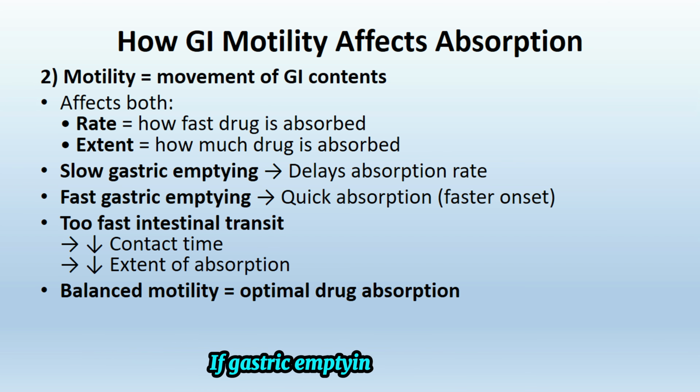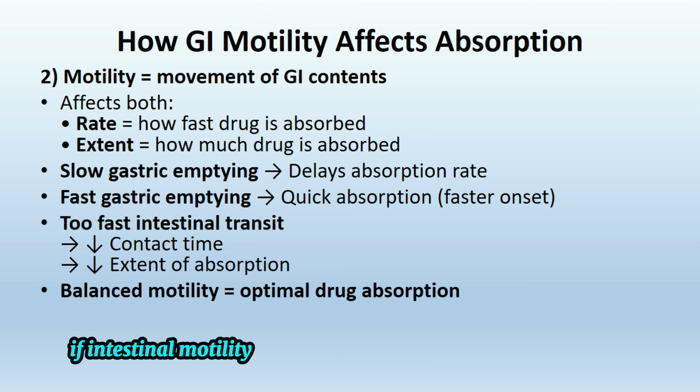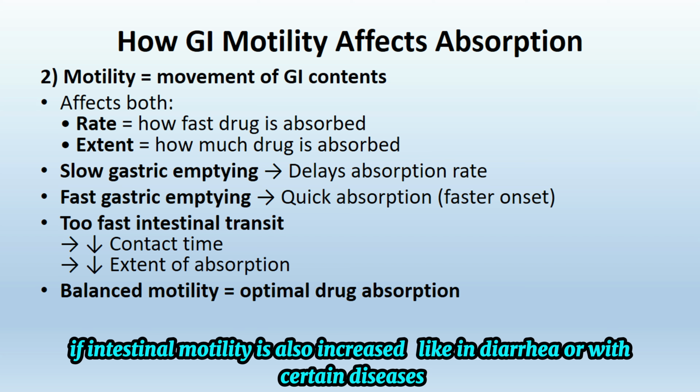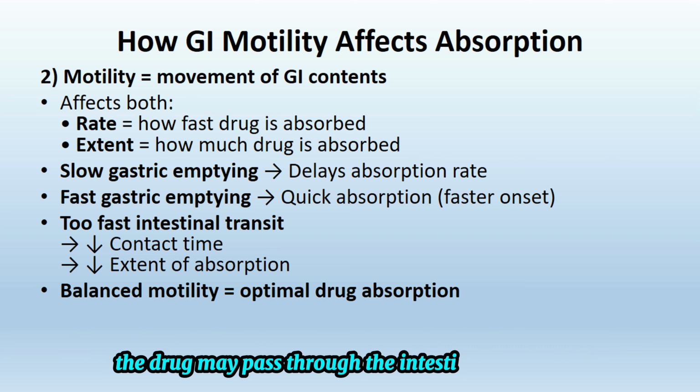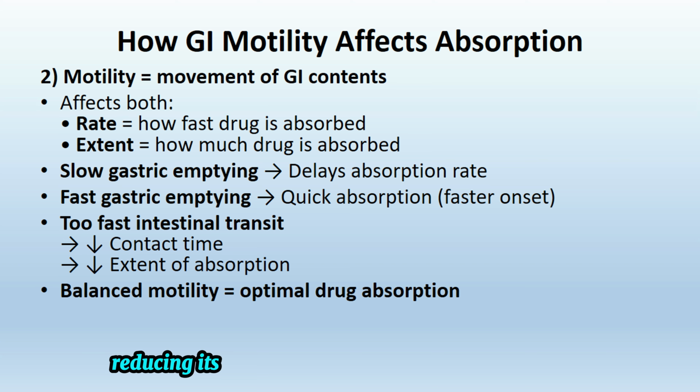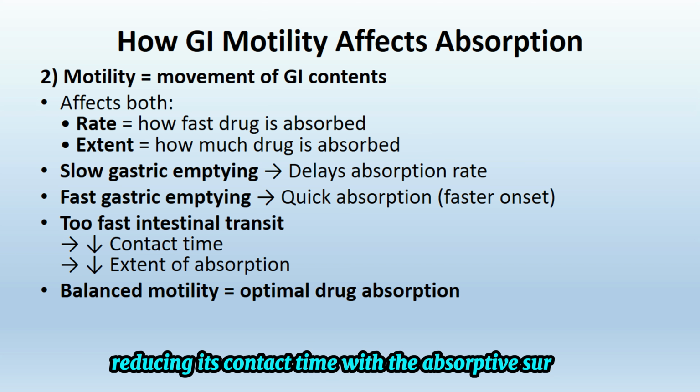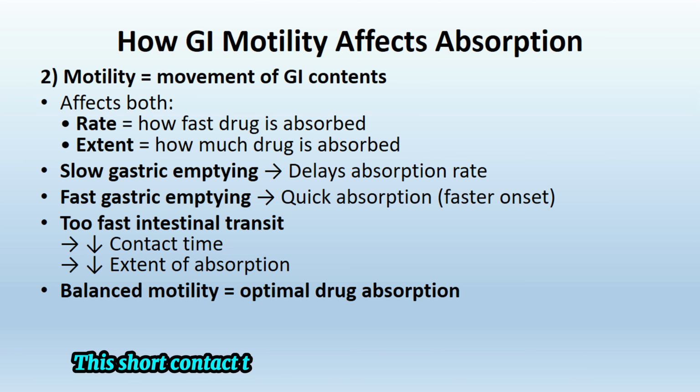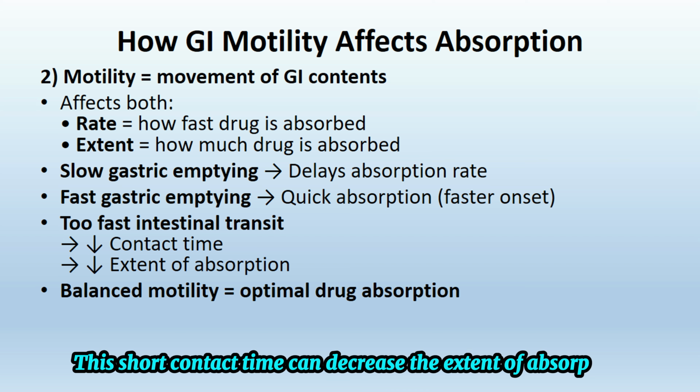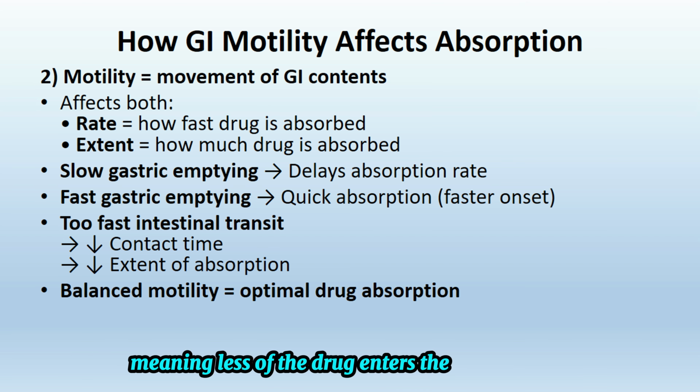If gastric emptying is too rapid, the drug may reach the intestine quickly, leading to a faster absorption rate. However, if intestinal motility is also increased, like in diarrhea or with certain diseases, the drug may pass through the intestine too quickly, reducing its contact time with the absorptive surface. This short contact time can decrease the extent of absorption, meaning less of the drug enters the bloodstream.